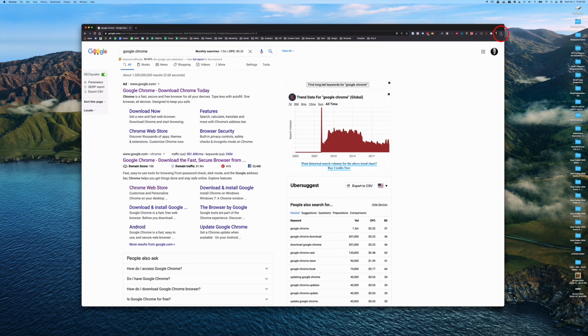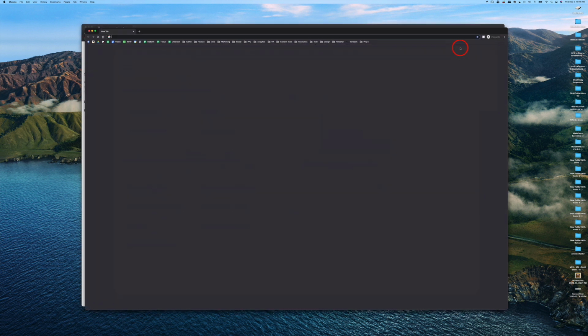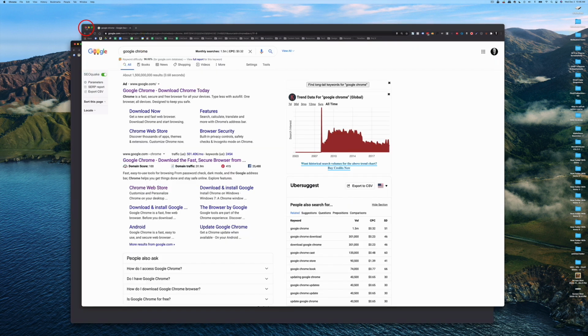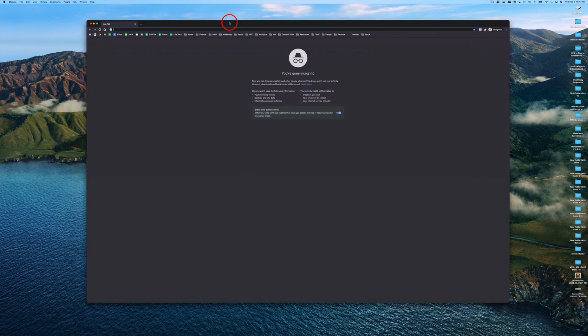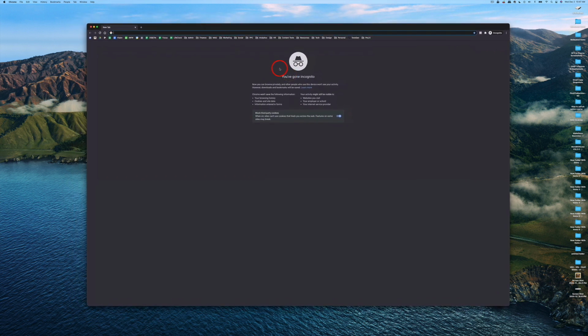Now, go up to these three dots and go to New Incognito Window. We want to use this because it's going to erase all of our search data, and it's going to allow us to search on our computer as if we've never searched on it before. There's no cookies. And if you just read this information right here, it'll kind of explain why an incognito window is useful.